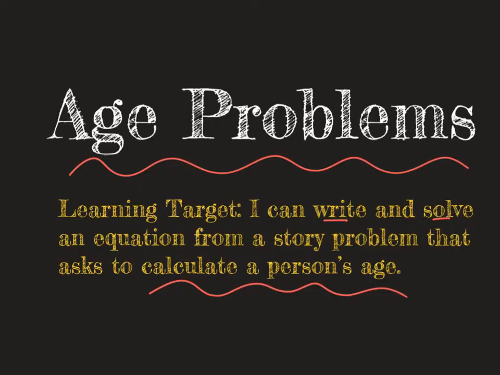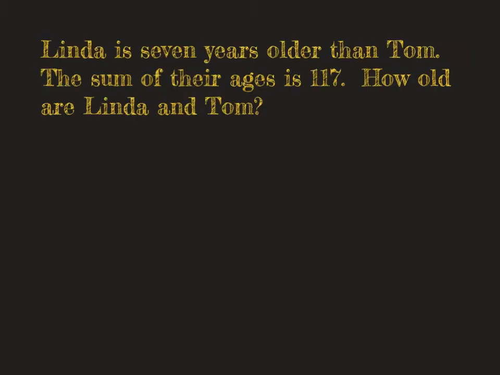So here we go. Our first problem says, Linda is 7 years older than Tom. The sum of their ages is 117. How old are Linda and Tom? And for all the problems we're working with today, we'll be writing an algebraic equation, solving it, and showing all of our steps. All right, so let's get started.